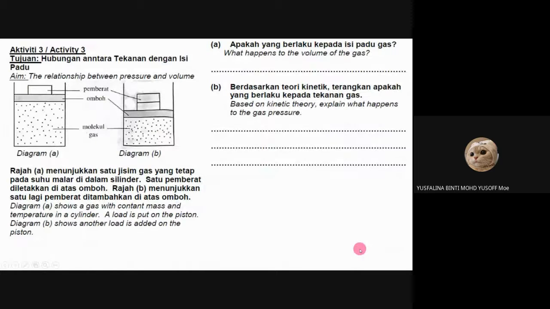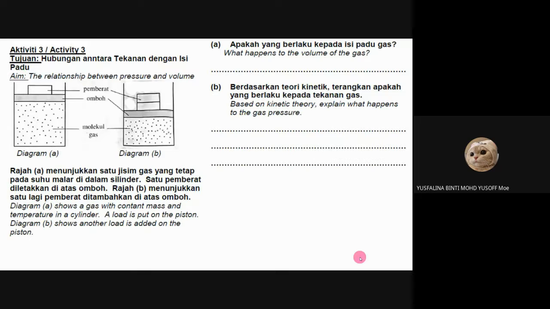Okay. So we have to state, what is Boyle's law? So at first we have to investigate what is the relationship between pressure and volume. Diagram A shows a gas with a constant mass and temperature in a cylinder. If you investigate pressure and volume, you have to keep your temperature constant. If you investigate pressure and temperature, you have to make your volume constant. For this one, a load is put on the piston, and then diagram B shows another load is added on the piston. So what is the difference?